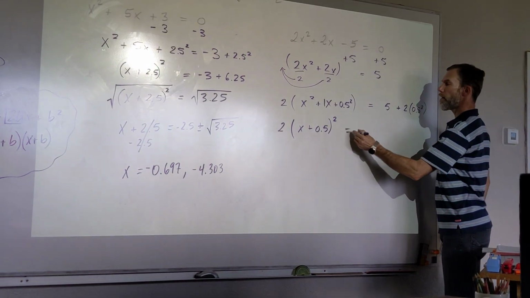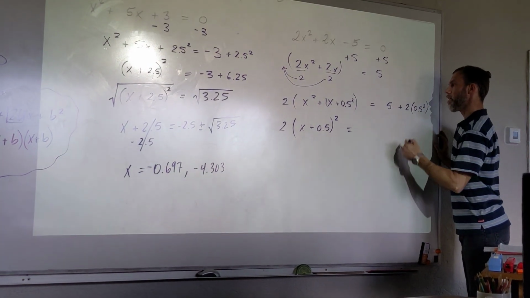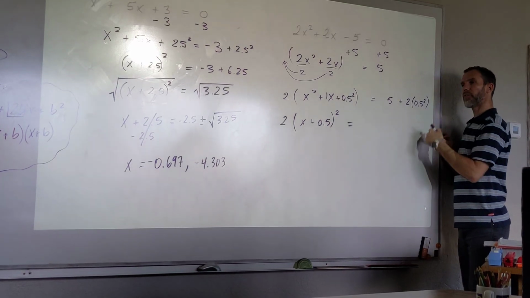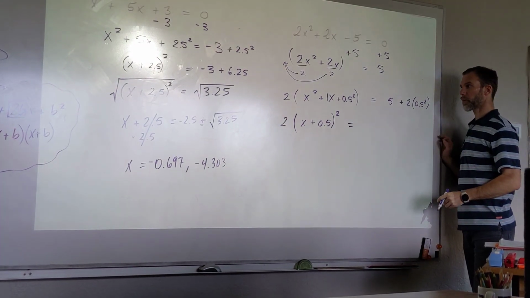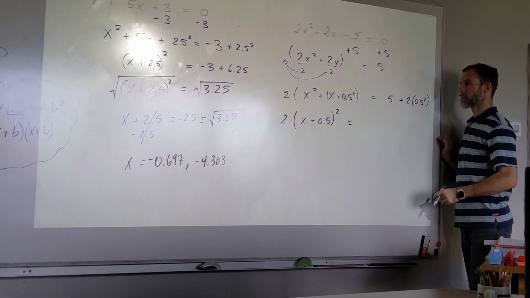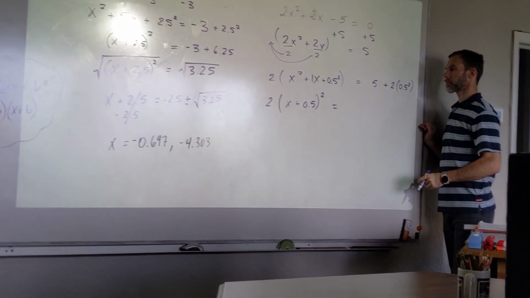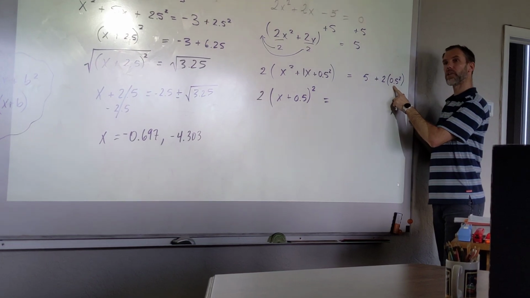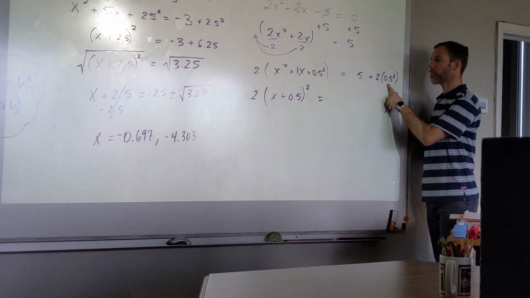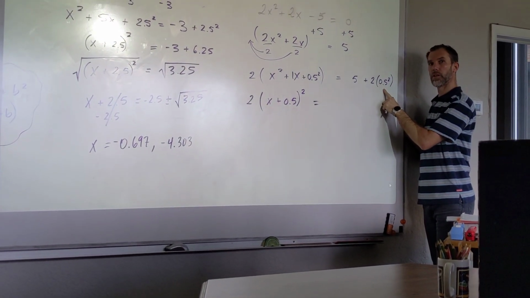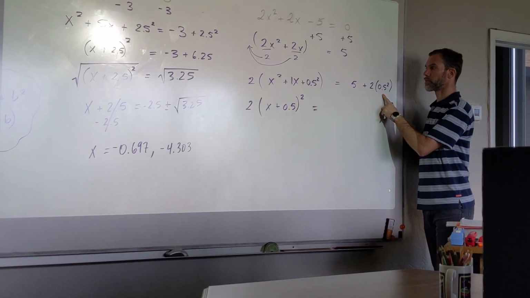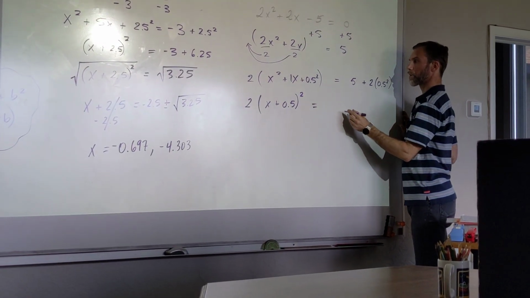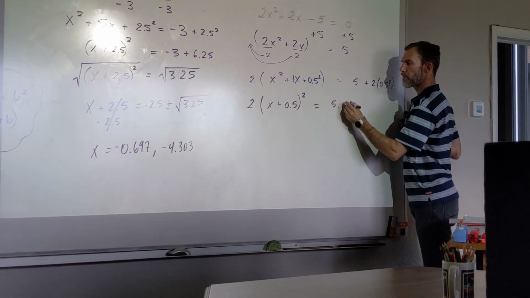Alright, so now I have to simplify this side over here. 5 plus, what's 2 times 0.5 squared? Let's see. 1/2 squared is 1/4. 0.25 times 2. So 1/2. Yeah. Okay, so we get 5.5 over here.